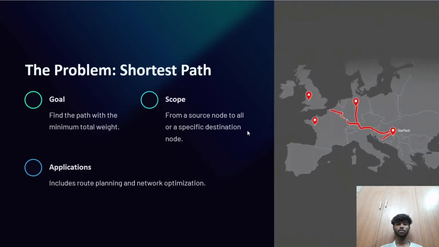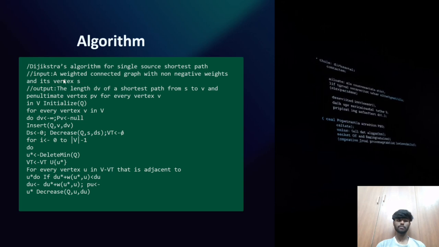Next, we are discussing the problem of shortest path. Goal: find the path with the minimum total weight. Scope: from the source node to all or specific destination nodes. Applications include route planning and network optimization. Next, we are discussing the algorithm.